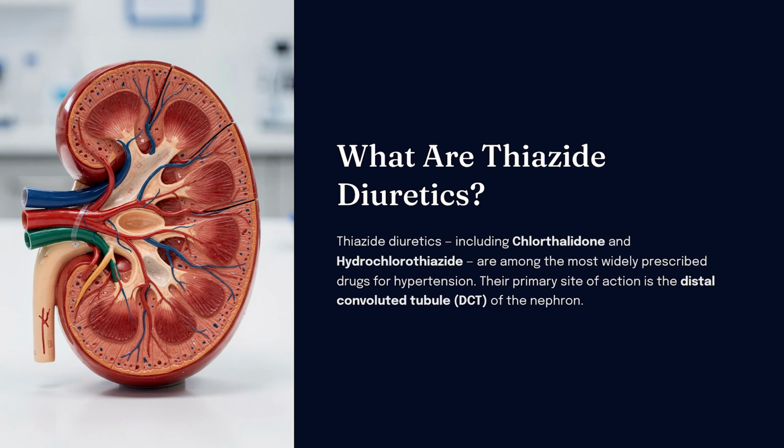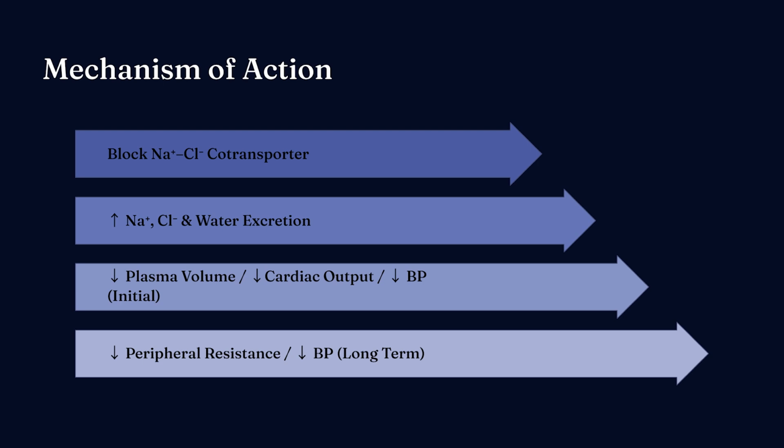Thiazide diuretics, including chlorthalidone and hydrochlorothiazide, are among the most widely prescribed drugs for hypertension. Their primary site of action is the distal convoluted tubule of the nephron. Mechanism of action. Thiazide diuretics block the sodium chloride cotransporter in the early distal convoluted tubule. As sodium and chloride reabsorption decreases, excretion of sodium, chloride, and water increases, producing a diuretic effect.